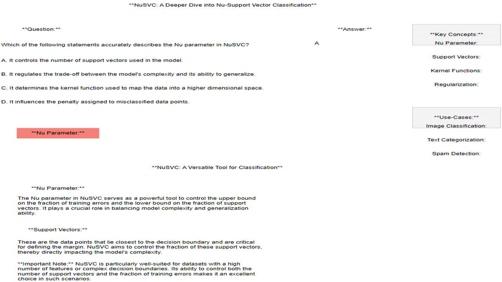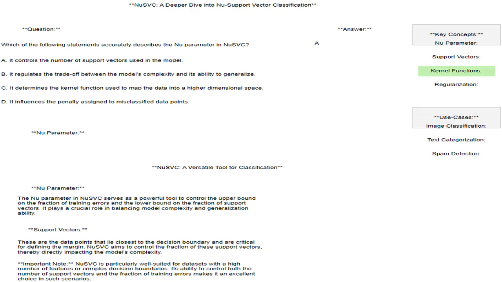Instead, it indirectly affects this penalty by controlling the number of support vectors and the fraction of training errors, which in turn influence the model's margin and error tolerance. The nu parameter in NuSVC is a key hyperparameter that directly influences the number of support vectors used in the model. It controls the upper bound on the fraction of training errors and the lower bound on the fraction of support vectors, effectively balancing model complexity and generalization ability.